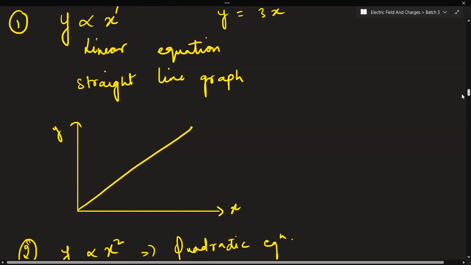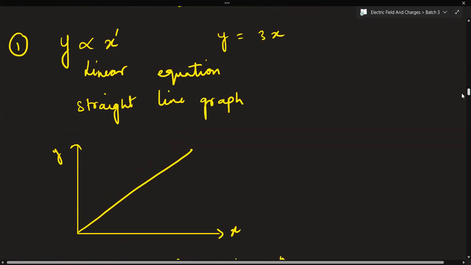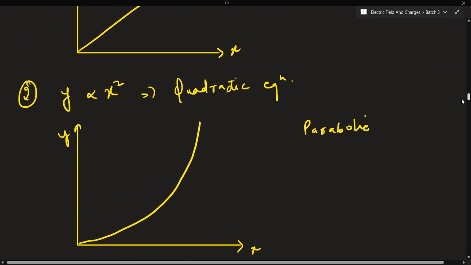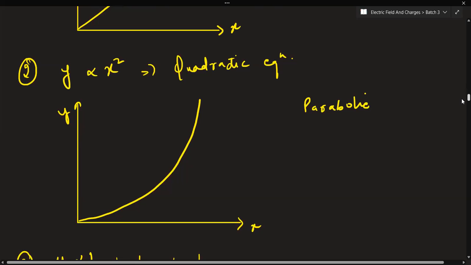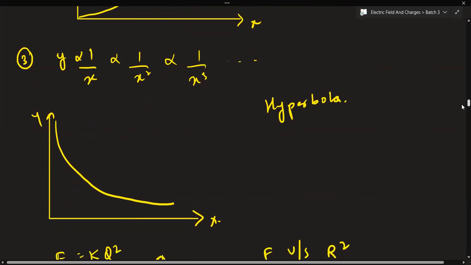See, basics of graphs is what? If y is proportional to x, means if you get a linear equation, then you get a straight line graph, both are proportional to each other. If it is a quadratic equation, then you get parabolic graph, which is in this manner. And if you get inversely proportional relation between any property, then you get a hyperbola.